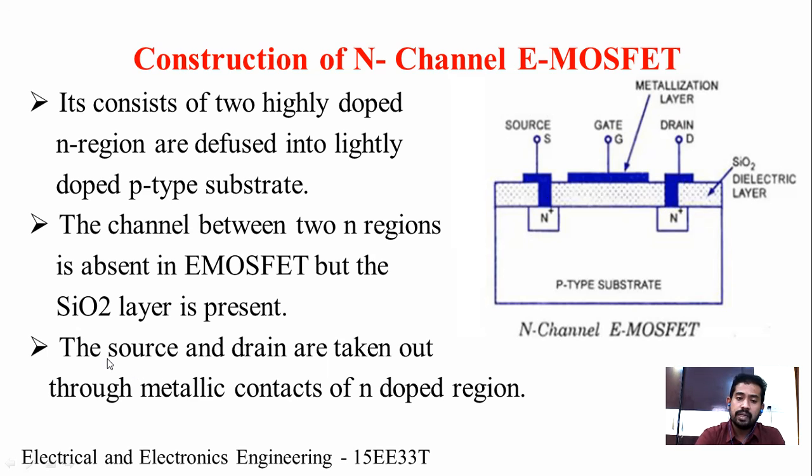And the third point is that the source and drain are taken out through the metallic contacts of the N-doped regions. This is called the source terminal and this is called the drain terminal. This is the metallic contact from which the source and drain terminals are taken out.